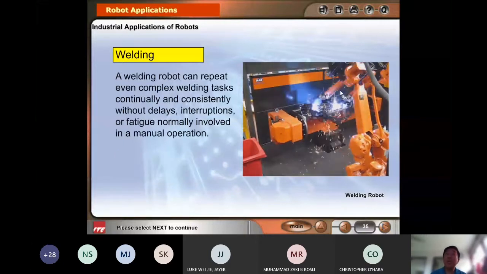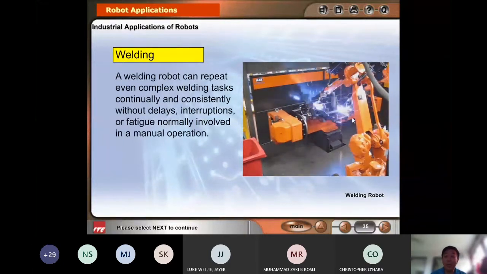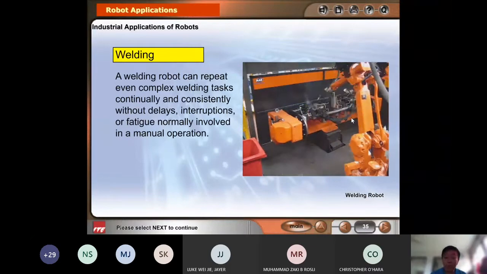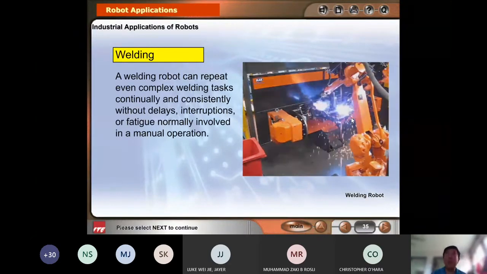So welding, you can see there's advantages, because a human can only weld for how many hours? Typically, a welder's one-shot welding is less than 1 hour. Then they have to rest because the eyes cannot take it, the body cannot take it. The welding gun is not light. It's quite heavy.